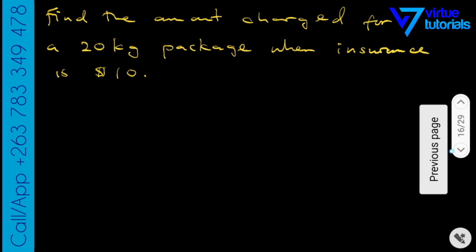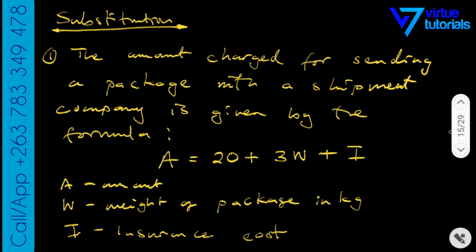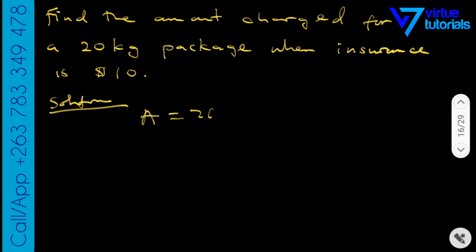So first of all, we get our formula there. The solution requires our formula: A is equal to 20 plus 3W plus I. W is the weight of the package in kilograms. Our package at this time is 20 kilograms, so our W is 20. I is insurance cost, which is 10, so that's 10.